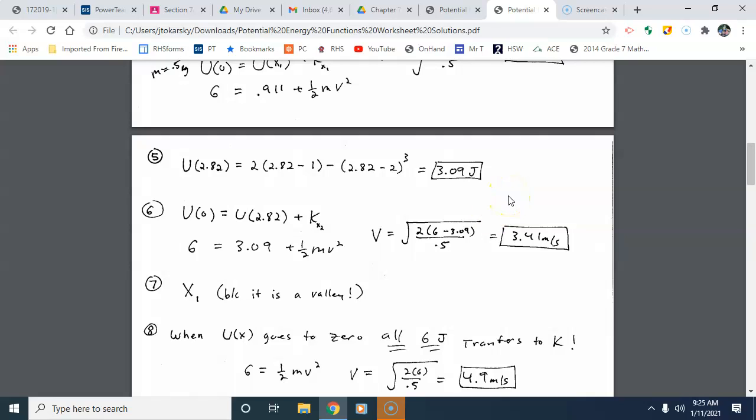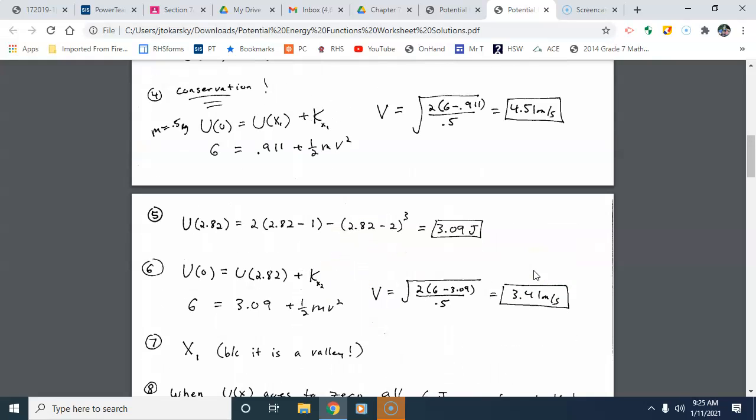So number 5. How much potential energy do we have at x2? So we just evaluate the given function at 2.82 that we found earlier, x2, and we get 3.09 joules. So we get question number 6, which is really just like number 4, but at this new position, x2. So the total to begin with still has to be 6. We just found u at 2.82 is 3.09, so we add that to whatever kinetic energy formula, 1/2 mv squared, solve for v again. And at this position, we have 3.41 meters per second.